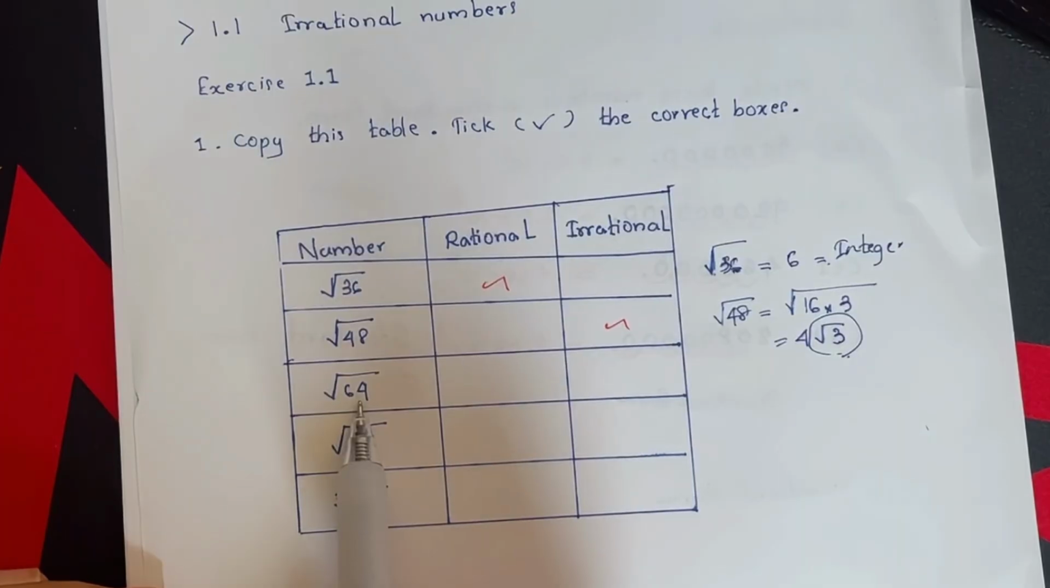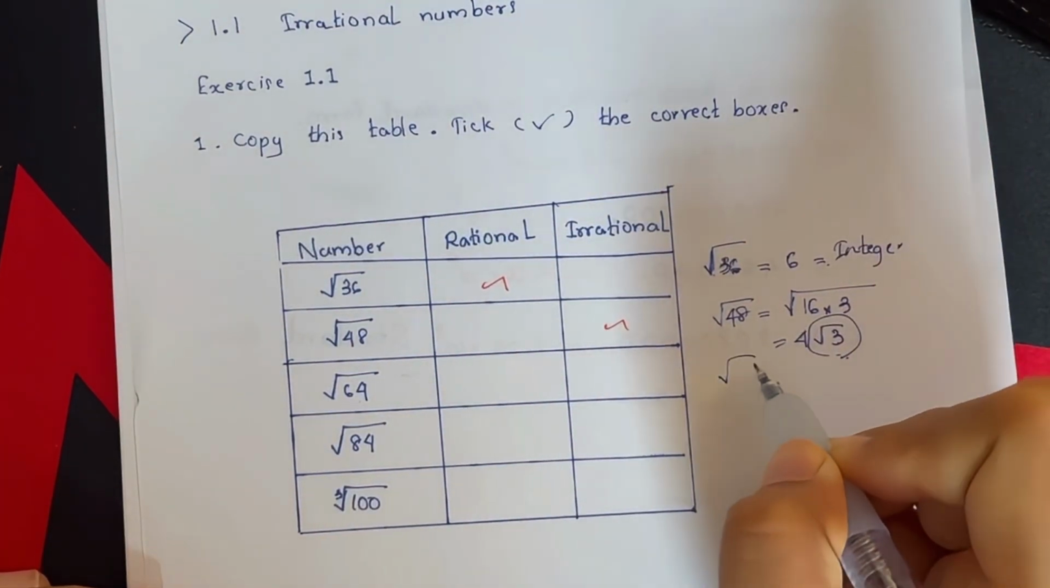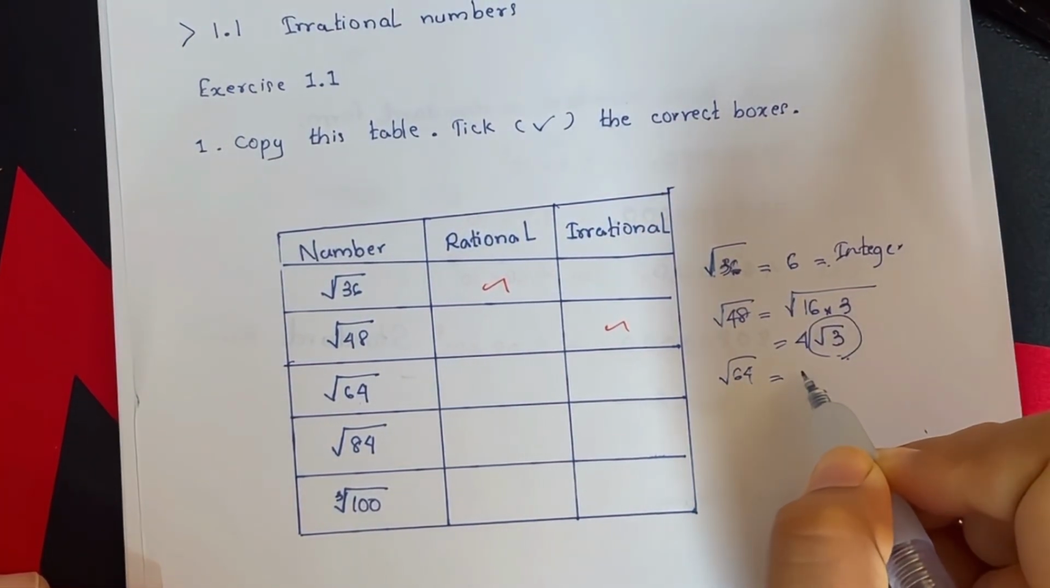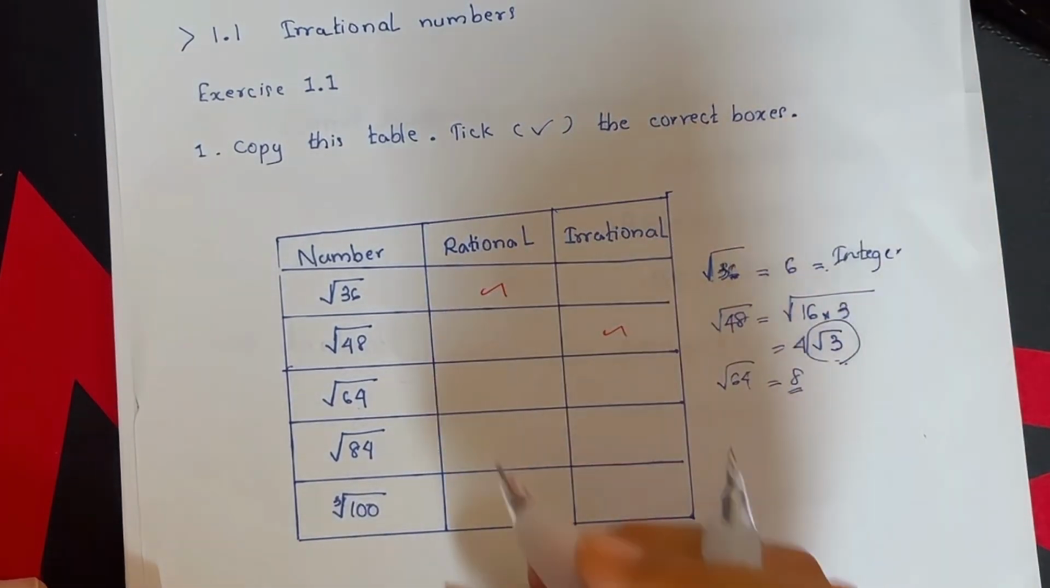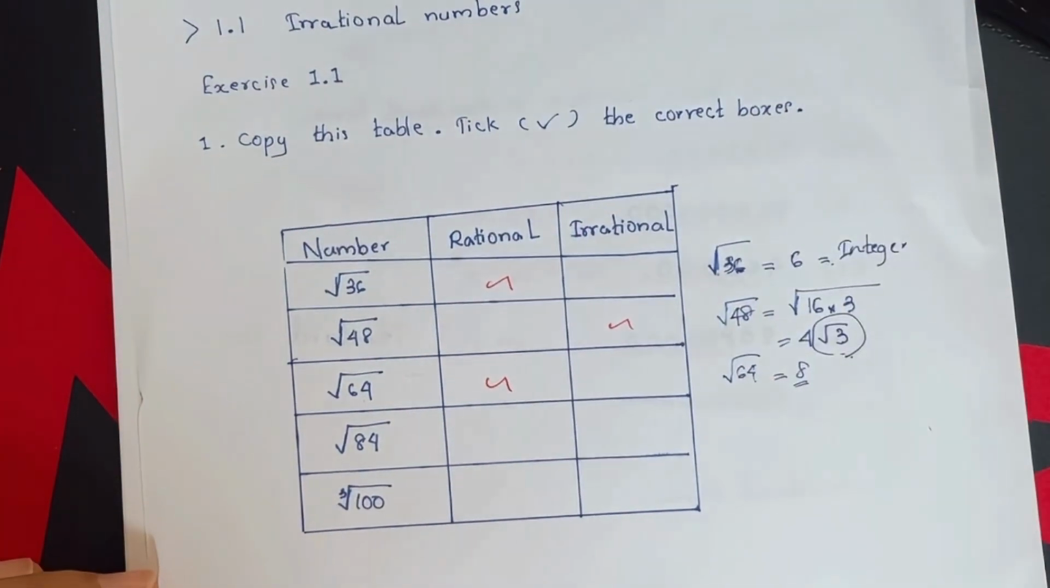And root 64. Root 64 equals 8. 8 is an integer, so that's why root 64 is rational.